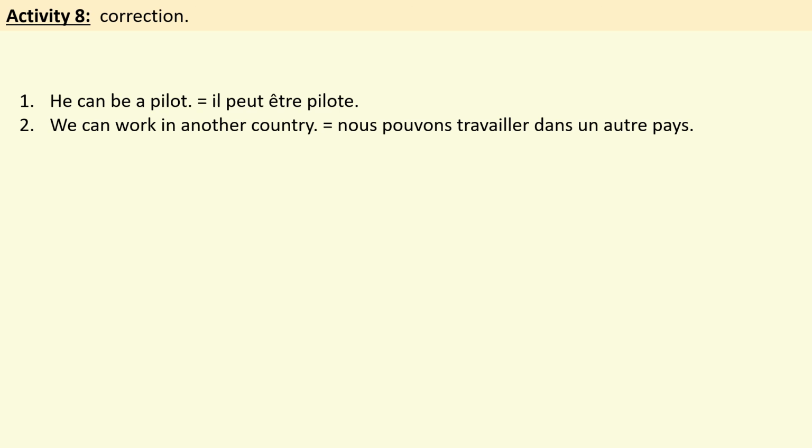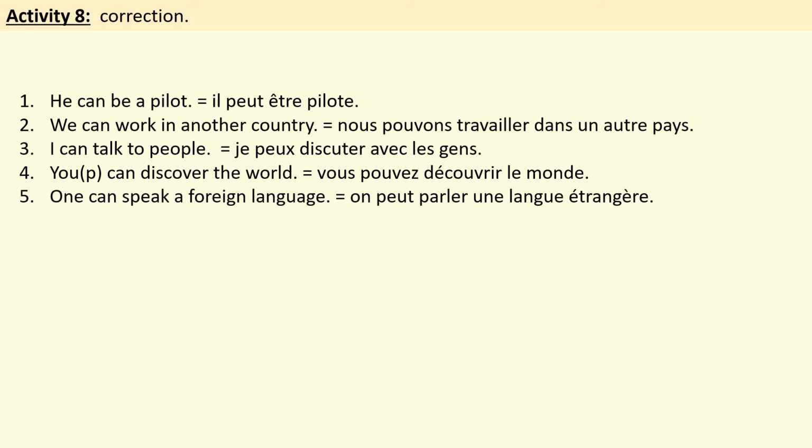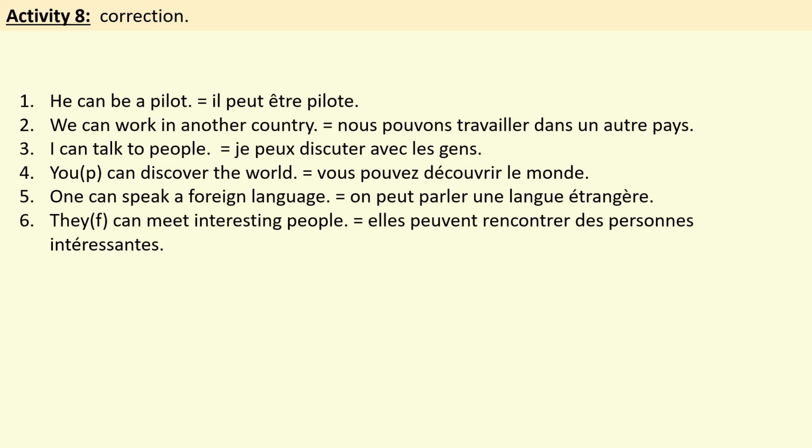Here are the 6 sentences you had to translate. Numéro 1, il peut être pilote. 2, nous pouvons travailler dans un autre pays. 3, je peux discuter avec les gens. 4, vous pouvez découvrir le monde. 5, on peut parler une langue étrangère. 6, elles peuvent rencontrer des personnes différentes. Press pause, check all your work, check for accents, check that you didn't miss a word, and for endings of peut ending in an X or a T. And then press play to carry on with the lesson.